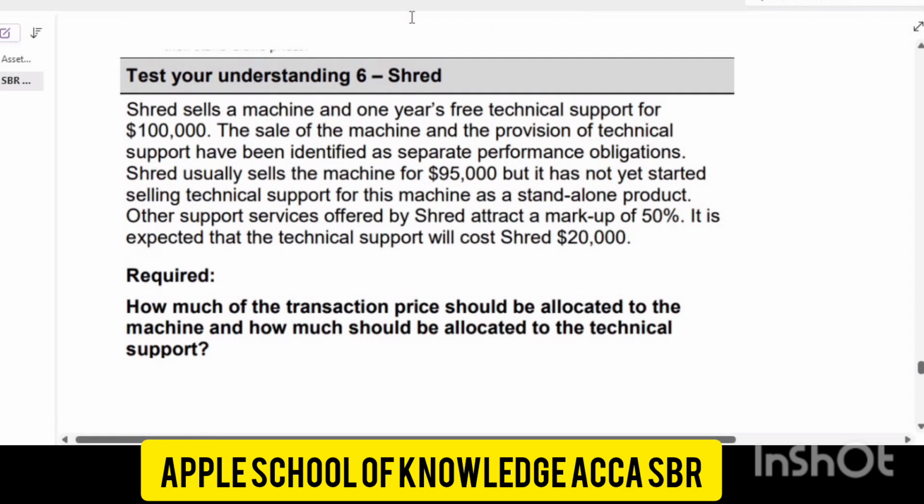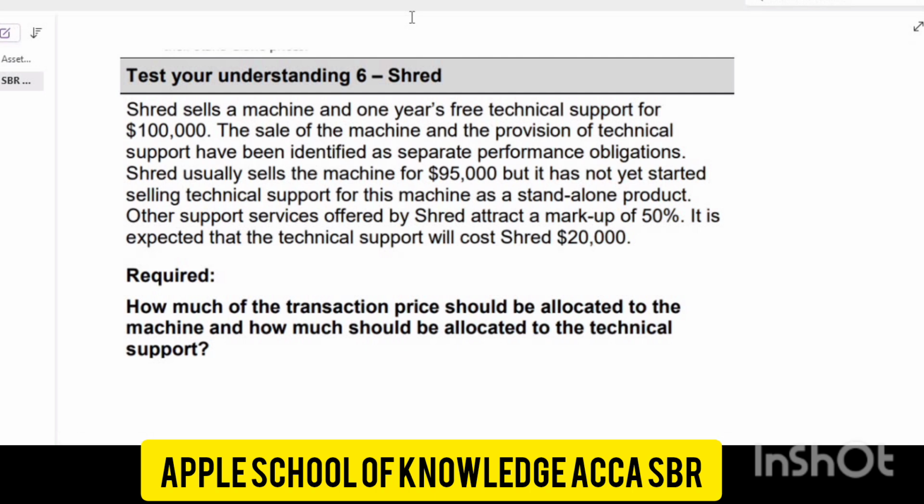Now let's discuss the example. This example is from the Kaplan book. As for the example, you see here how the transaction price should be allocated to the machine and how much should be allocated to the technical support. Clear? Okay.